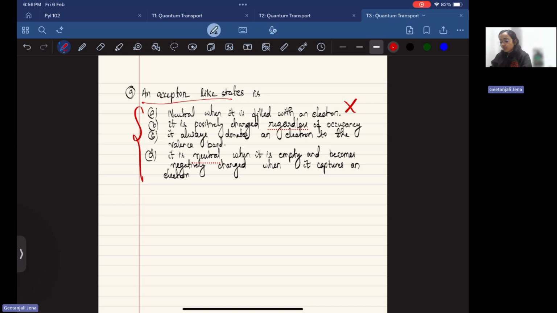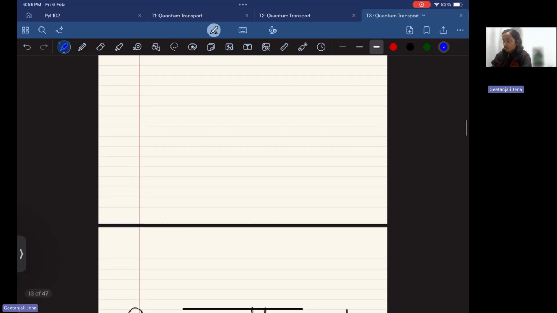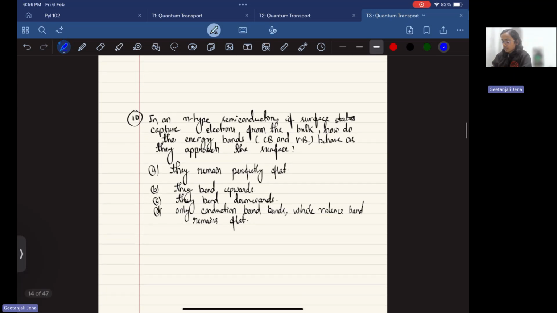Option B, it is positively charged regardless of the occupancy, which is also not the case. Option C, it always donates electrons to the valence band, which is also not true. Option D, it is neutral when it is empty and becomes negatively charged when it captures an electron, which is true. So the answer for this question is option D. I think it was there also in the weekly assignment. So let us move to our next part.